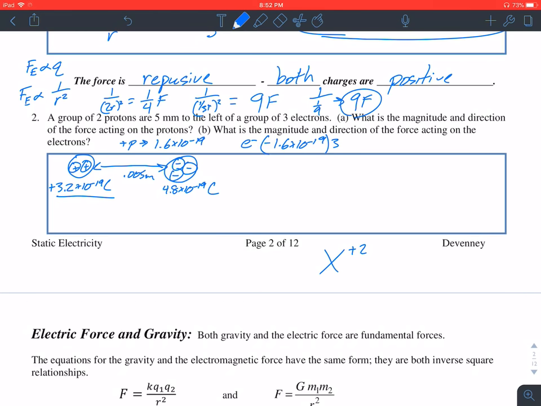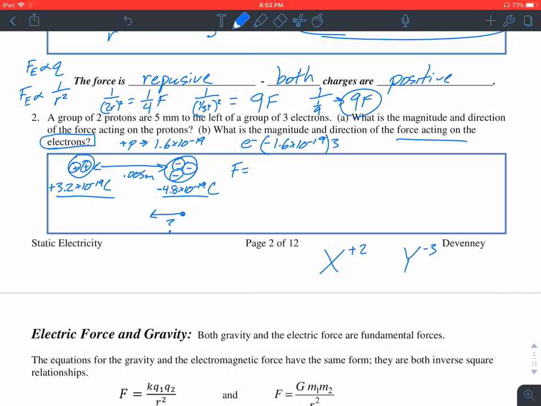Or if you have something that says these 3 electrons, let's say your other element, Y, has gained 3 electrons. It has a charge of -3. That's the same thing as saying it has a charge of negative 4.8 times 10 to the negative 19th. So we want to figure out the magnitude and direction of the force acting on the electrons. Well, we know that these electrons are attracted to the protons, and so this really is the force we're talking about. What's the force on the electrons?